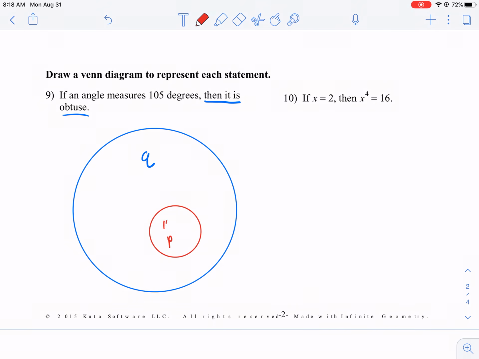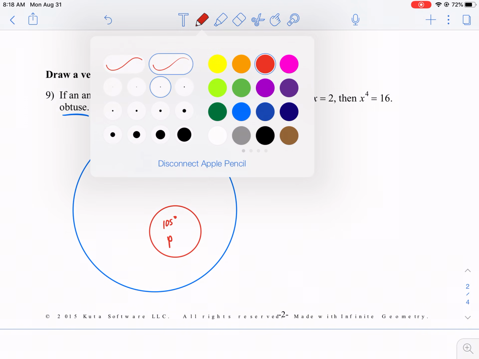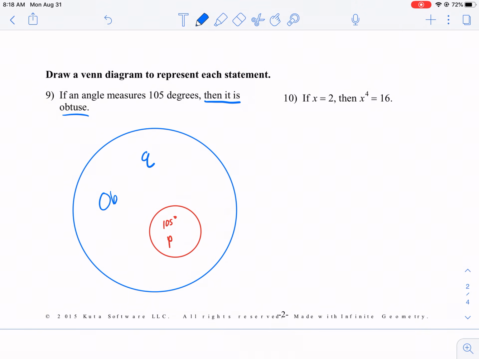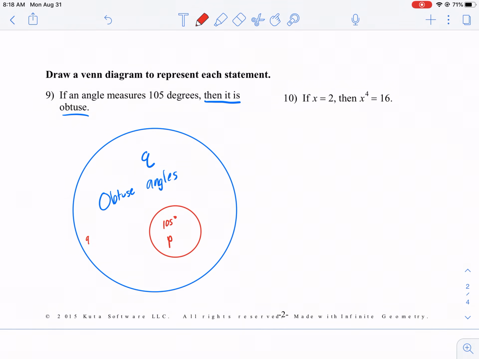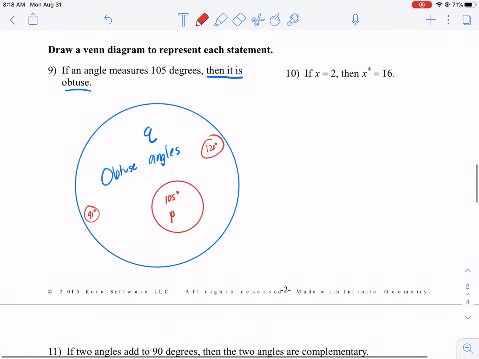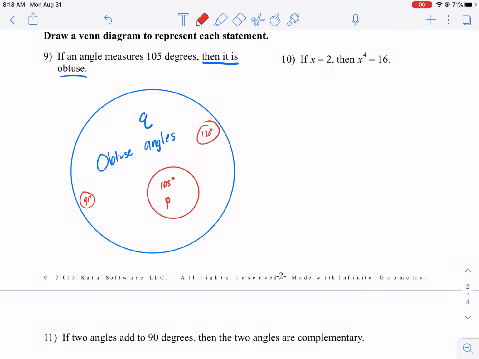Okay, so this is 105 degrees, and these are obtuse angles. Obviously, there's a lot more angles that are obtuse than 105 degrees. Like we could have 91 degrees over here. We had 120 degrees over here, each with its own little circle. So they're all part of the bigger umbrella of obtuse. So that's kind of how Venn diagrams work.